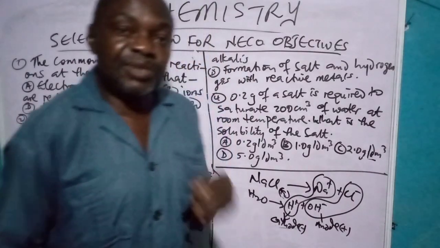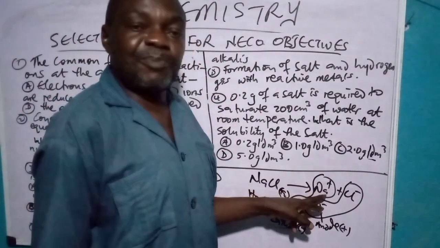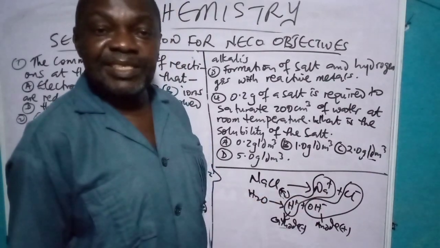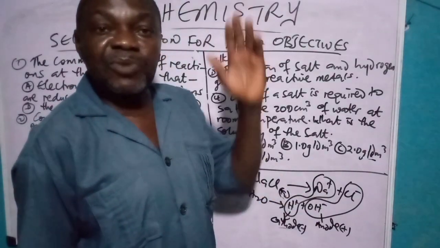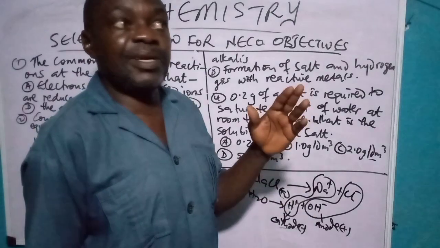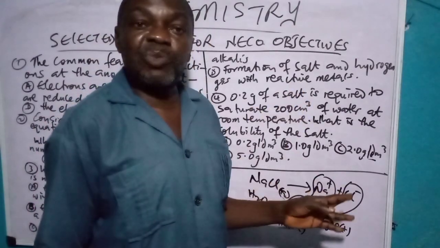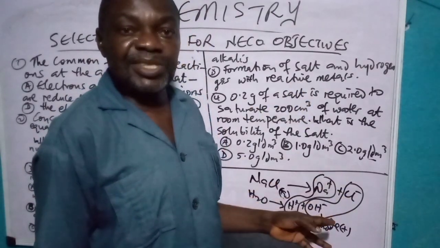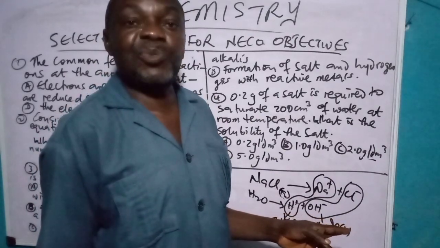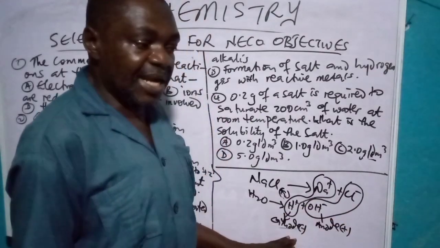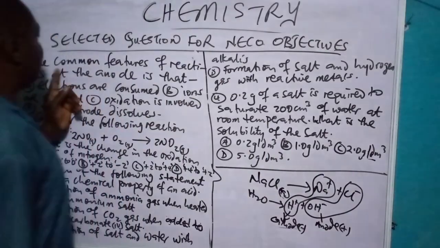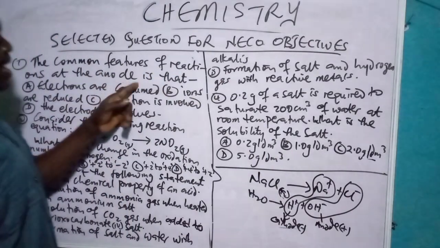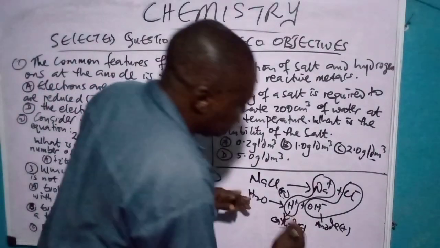Remember again, sodium has a positive charge, but it is extremely reactive, and among the very high metals on top of the activity series. Therefore, it cannot be discharged because of this high electropositive nature. But we are not concentrating on the cathode. Remember what the question says. The common feature of reactions at the anode, not the cathode. So we just ignore this.